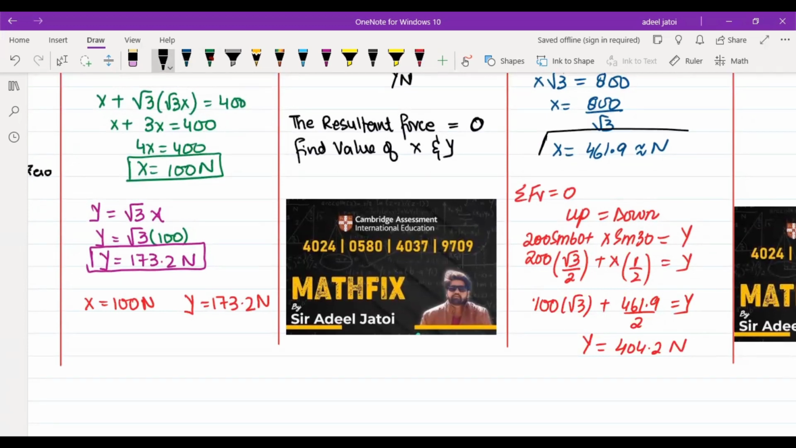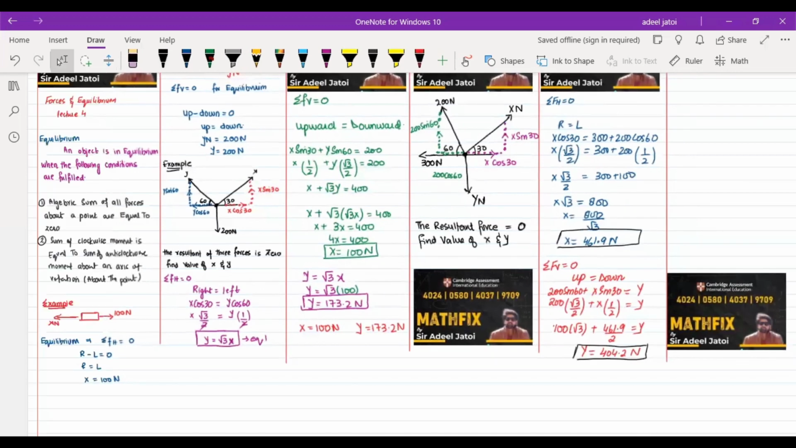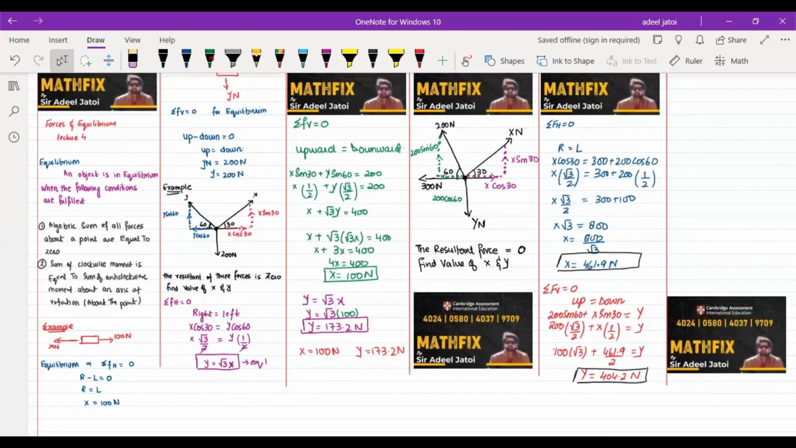So these are the two answers that we have. That means x is equal to 461.9 Newton, whereas y is equal to 404.2 Newton. So these are the two examples that we did for the equilibrium of forces when we have multiple forces to be considered.